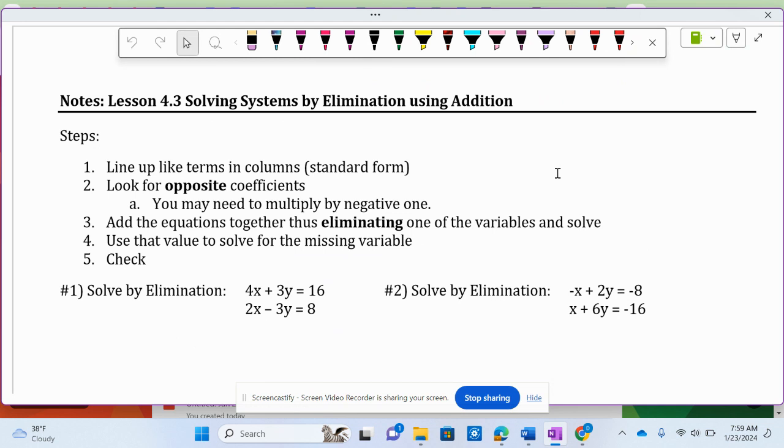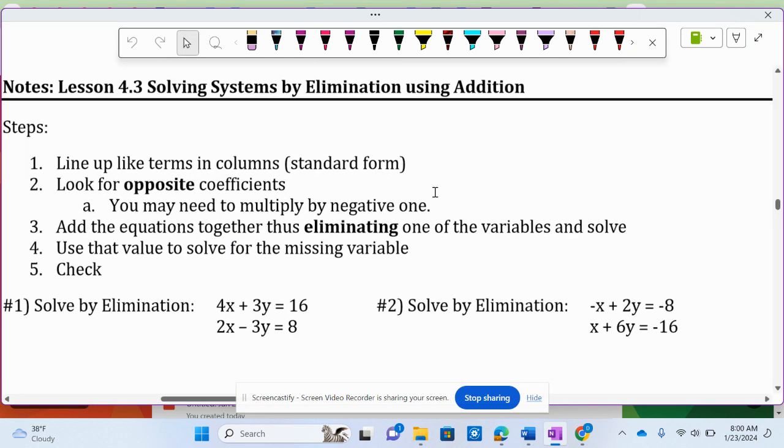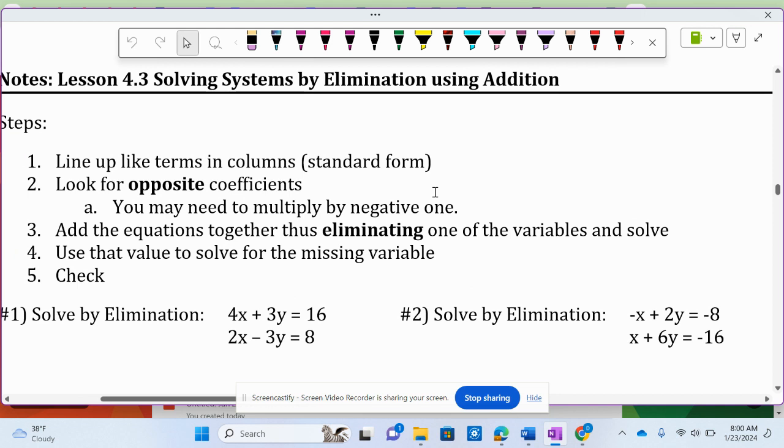Elimination is my favorite method because I think it makes the most sense. So here are the steps. Remember, a system is at least two equations, right? So we have two equations. They have the same variables, x and y. You want to line up the terms. You want your equations to be written in standard form.